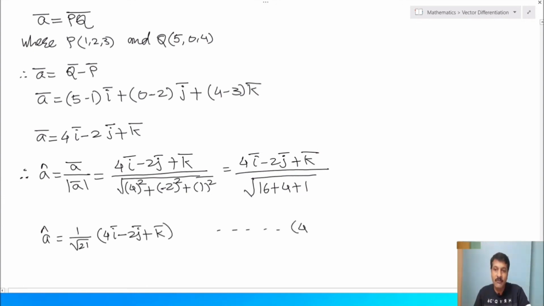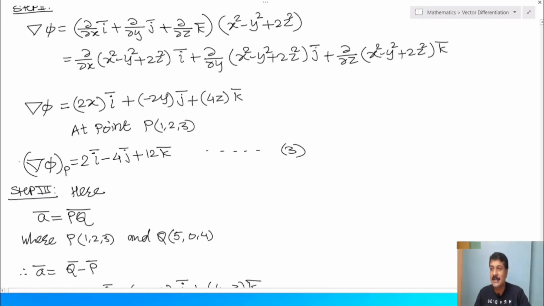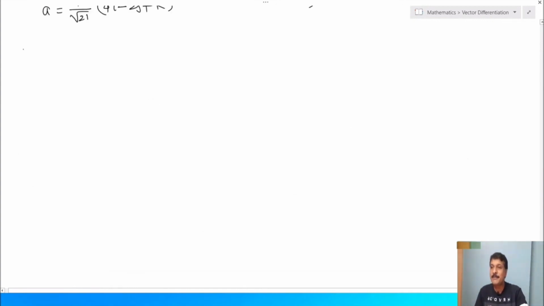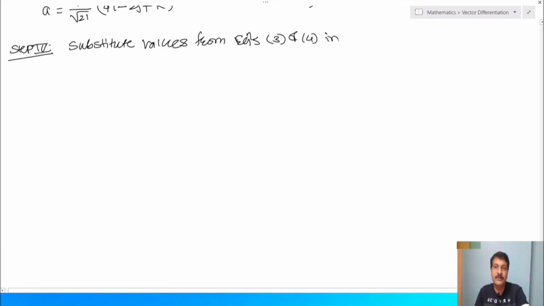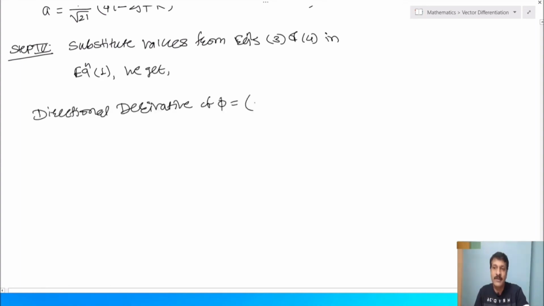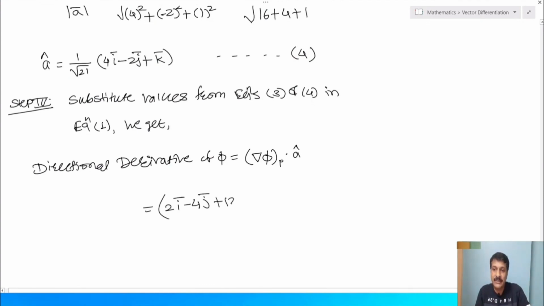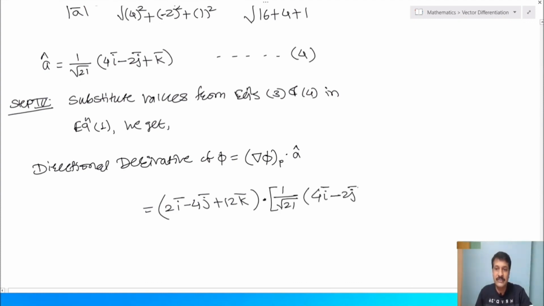So now we have both values, that is A cap as well as del phi at point P, and therefore we can find the directional derivative of phi. So now the final step, step number 4. Substitute values from equations 3 and 4 in equation 1. We get directional derivative of phi equal to del phi at point P dot A cap, that is equal to 2i minus 4j plus 12k dot A cap. What is it? It is 1 by root 21, in bracket 4i minus 2j plus k.